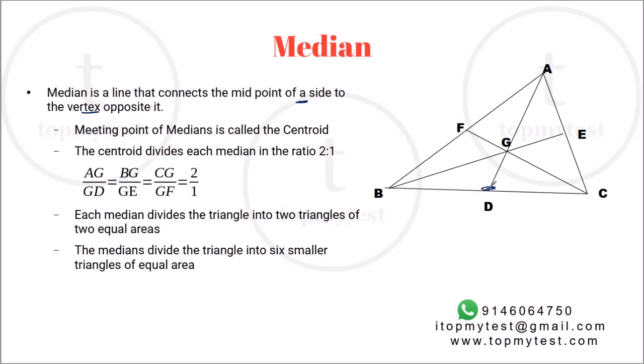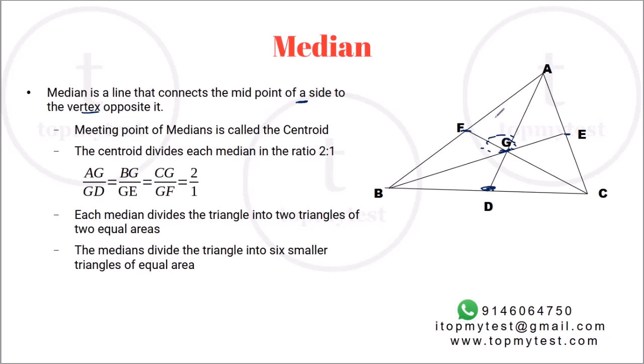So suppose D is the midpoint of the side BC, the line which connects D to A will be the median. Similarly, you can draw two other medians, BE and FC. Now, all the 3 medians meet inside the triangle. Irrespective of the shape of the triangle, they will always lie inside the triangle, right? The meeting point of the 3 medians is called the centroid, usually denoted by G in most texts, right?